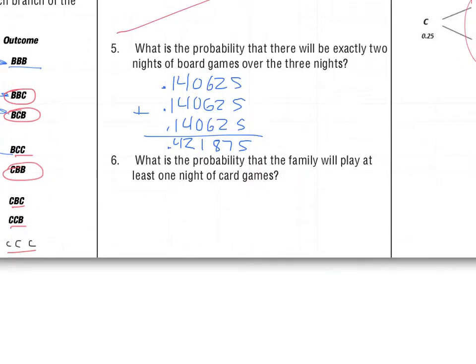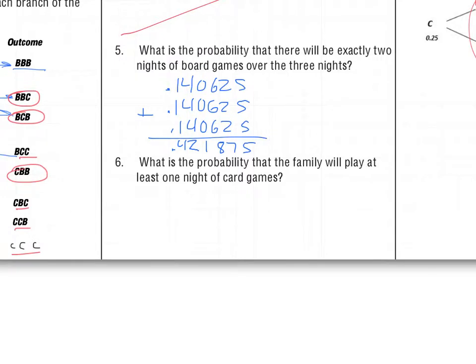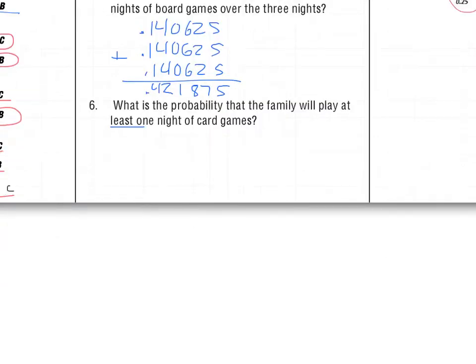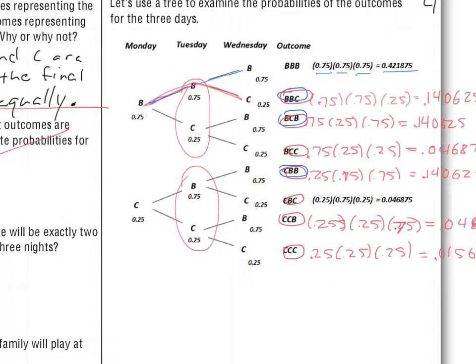So go ahead and find all of the outcomes that have at least 1 night of cards. It says at least 1, so it could have 1 or more nights of cards. And you need to add all of those probabilities together. Go ahead and do that. Come back and check in.